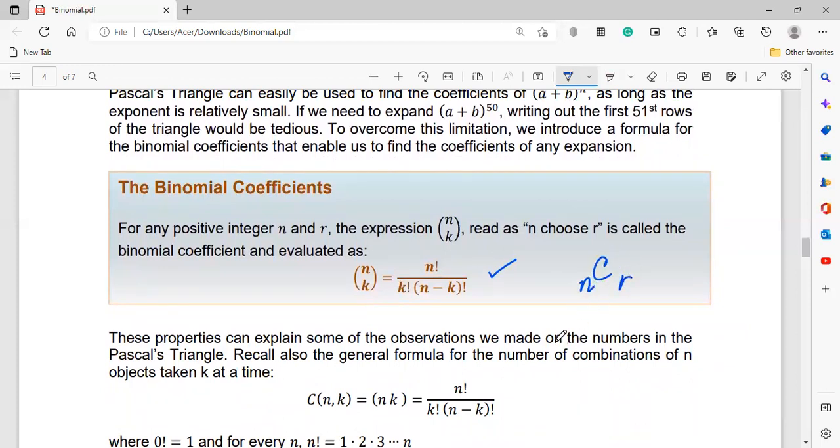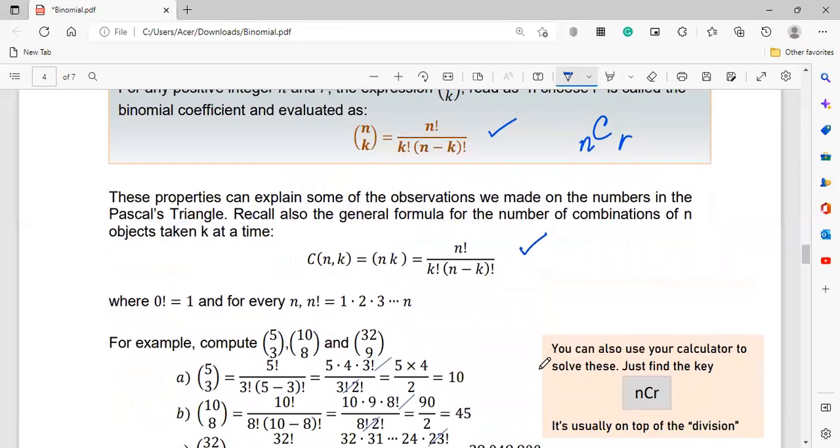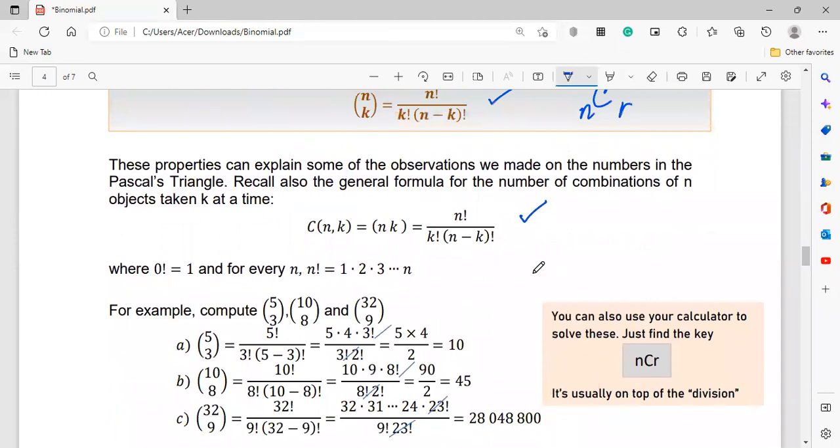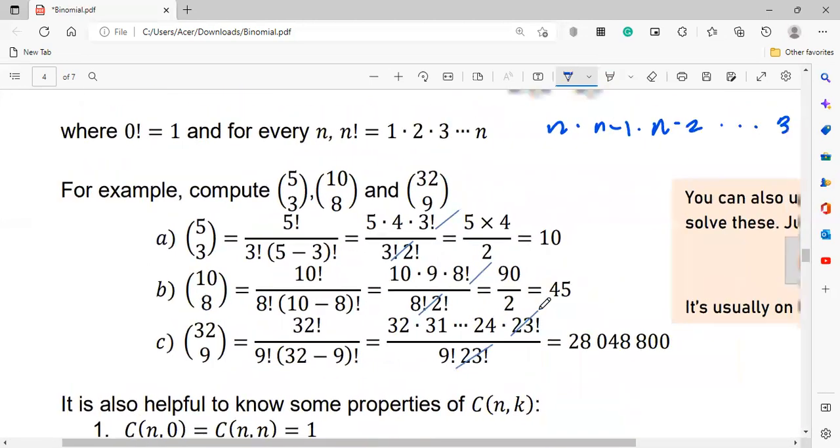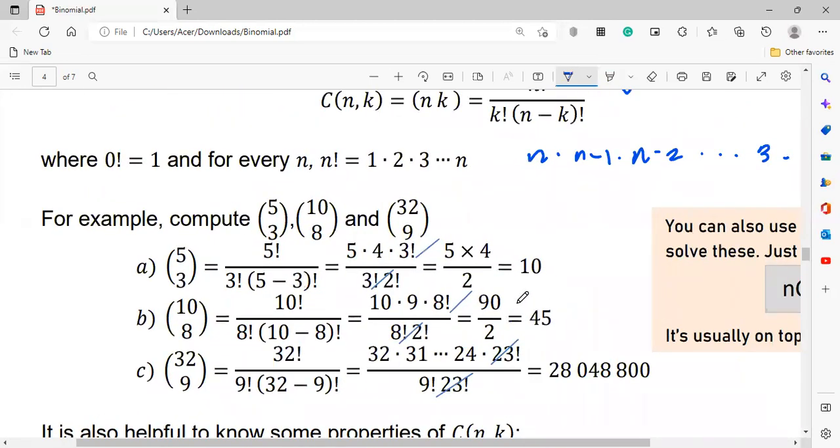C from n taken r. Okay, so ganyan siya. Where 0 factorial is simply 1, and n factorial is n times n minus 1 times n minus 2 until 3, 2, and then 1. Okay, and we can simplify using this, or simply practice meantime how to use the combination rule of binomial coefficients.